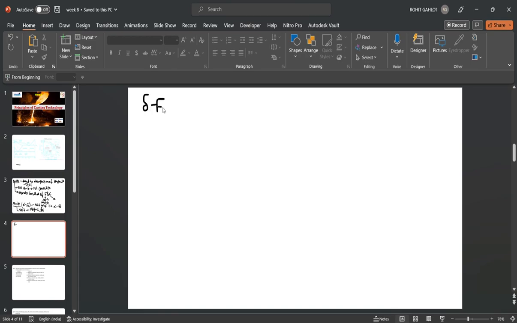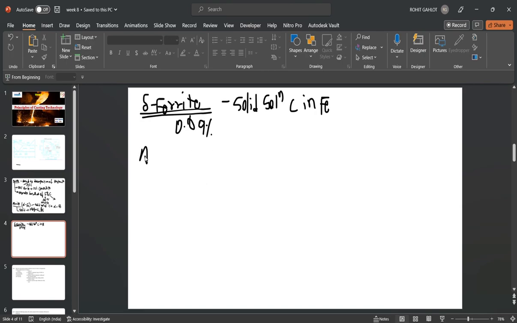Then, among the different phases, there is also delta ferrite. This is a solid solution of carbon in iron, and the maximum concentration of carbon is around 0.09% here, at around 1490 degrees centigrade.